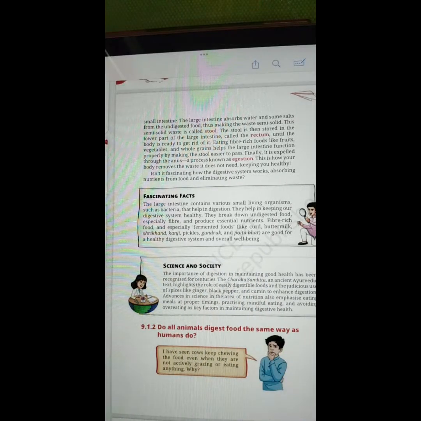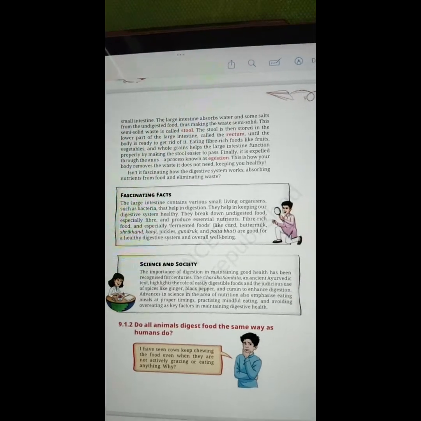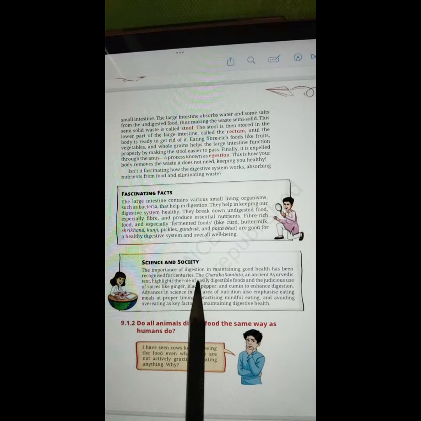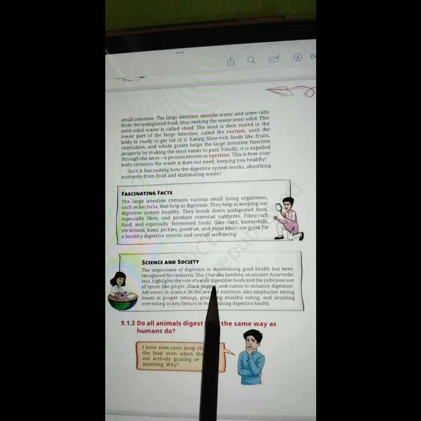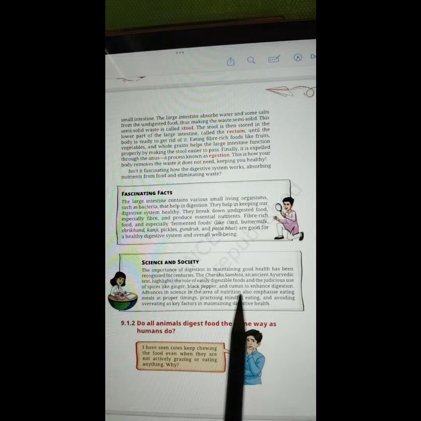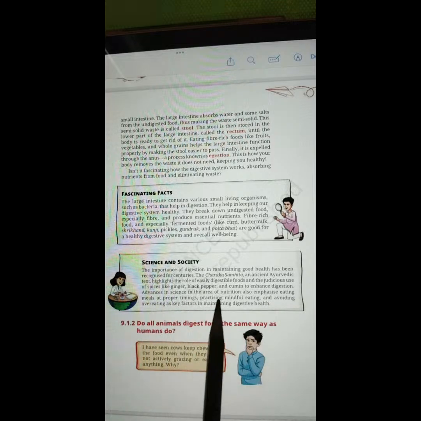Science and society. The importance of digestion in maintaining good health has been recognized for centuries. The Charaka Samhita, an ancient Ayurvedic text, highlights the role of easily digestible foods and the judicious use of spices like ginger, black pepper, and cumin to enhance digestion. Advances in science in the area of nutrition also emphasize eating meals at proper time, practicing mindful eating, and avoiding overeating as key factors in maintaining digestive health.